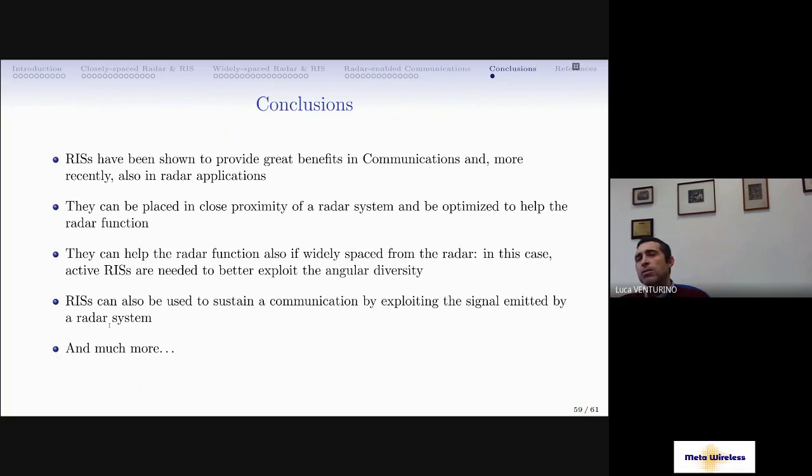Or finally, we can also use RIS to exploit the existing reverberation from the environment generated from a radio transmitter and use such a reverberation, such a radio clutter, as a carrier signal to convey a message. But these are some ideas. Hopefully, you will come up with better ideas.